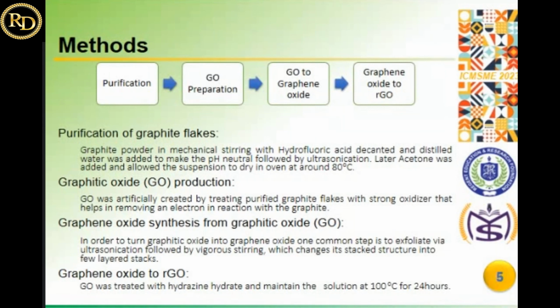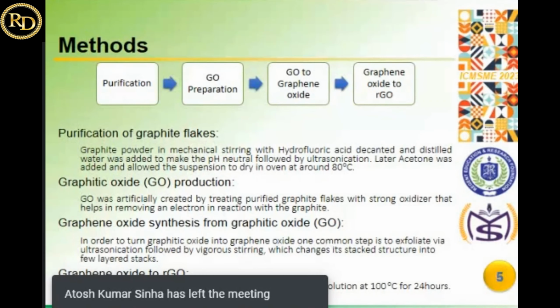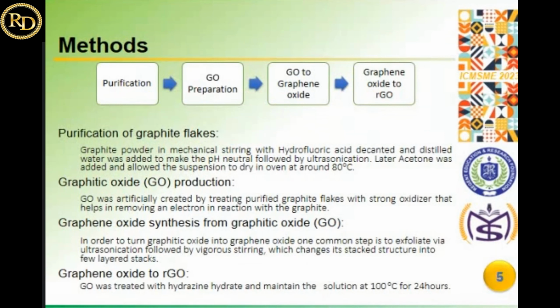Next stage, how graphitic oxide was produced. It was artificially developed by treating the purified graphite flakes with an oxidizer, which could be sulfuric acid or nitric acid. This helps in removing a particular electron in the reaction with the graphite.